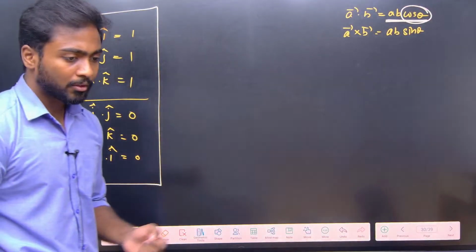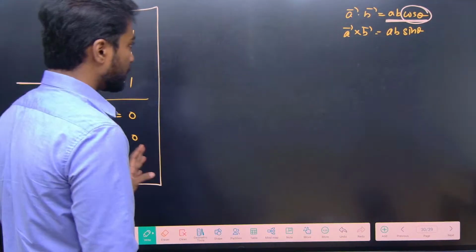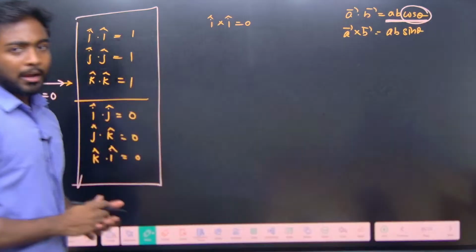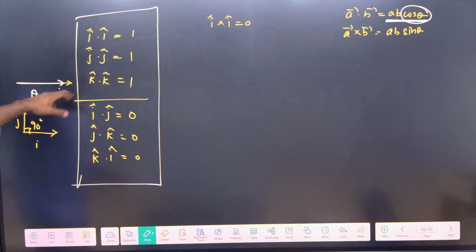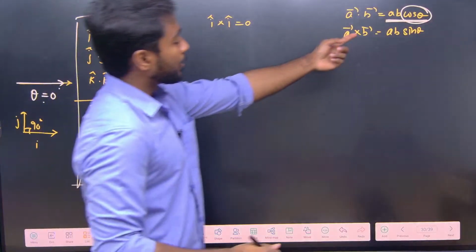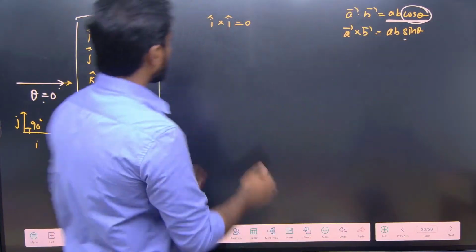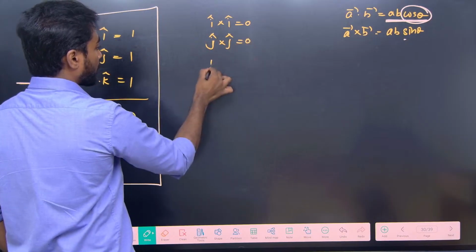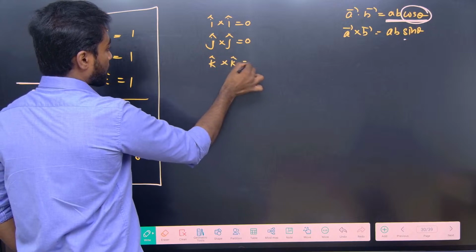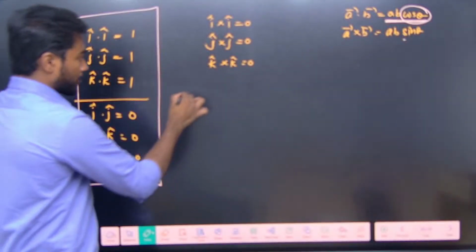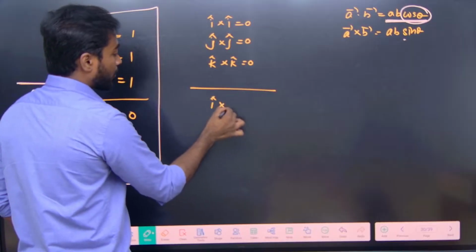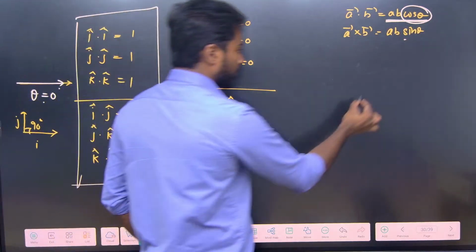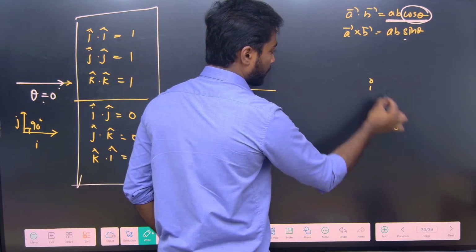Okay sir, what about the cross product? Cross is simple. I cross I equals 0, because I and I are both in the same line, it's a parallel thing, and sin 0 is 0. j cross j equals 0, k cross k equals 0. Fine. The next one is I cross j, so what do we get, sir? Simple, I j k.